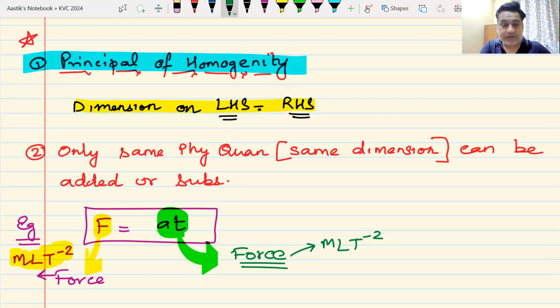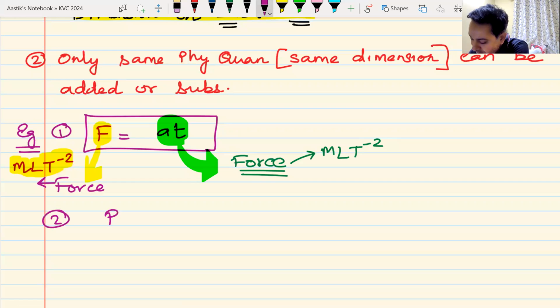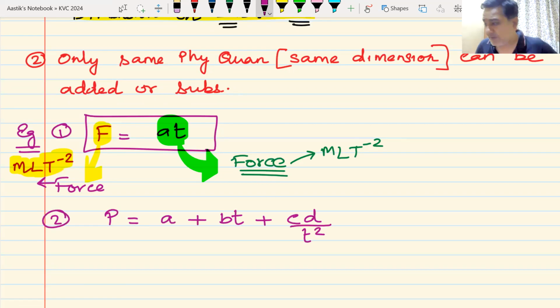Now let me take one more step and move further ahead. Let me now write another equation. This was example number 1. Let me move on to example number 2. Now this example is like this. P is equal to A plus BT plus CD by T square. Beta, please, when I'm talking, let me finish what I am saying, and then you can ask whatever doubts you have, okay? We'll be doing this question, but yes, what is the doubt?